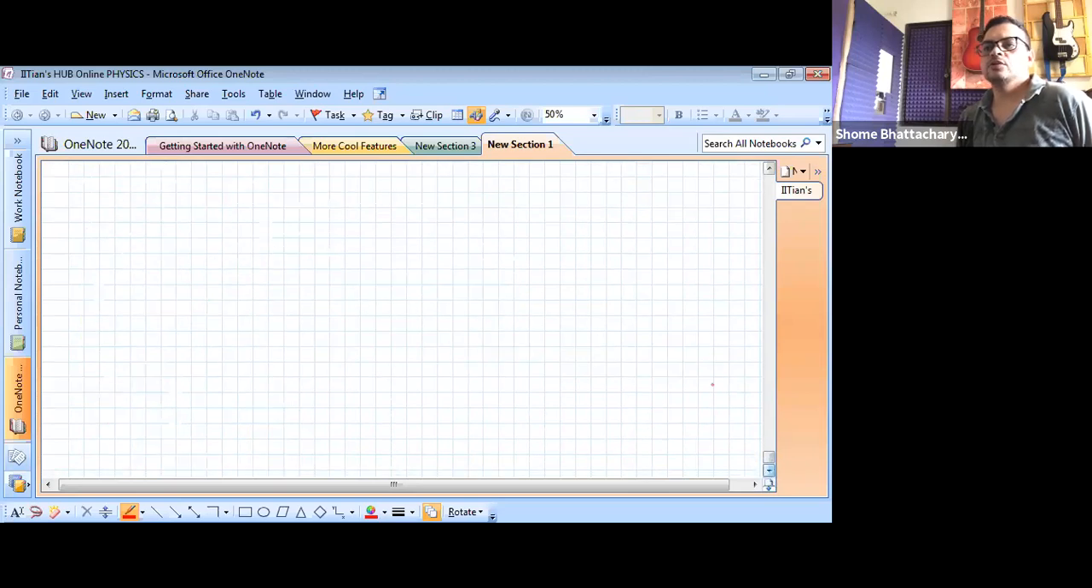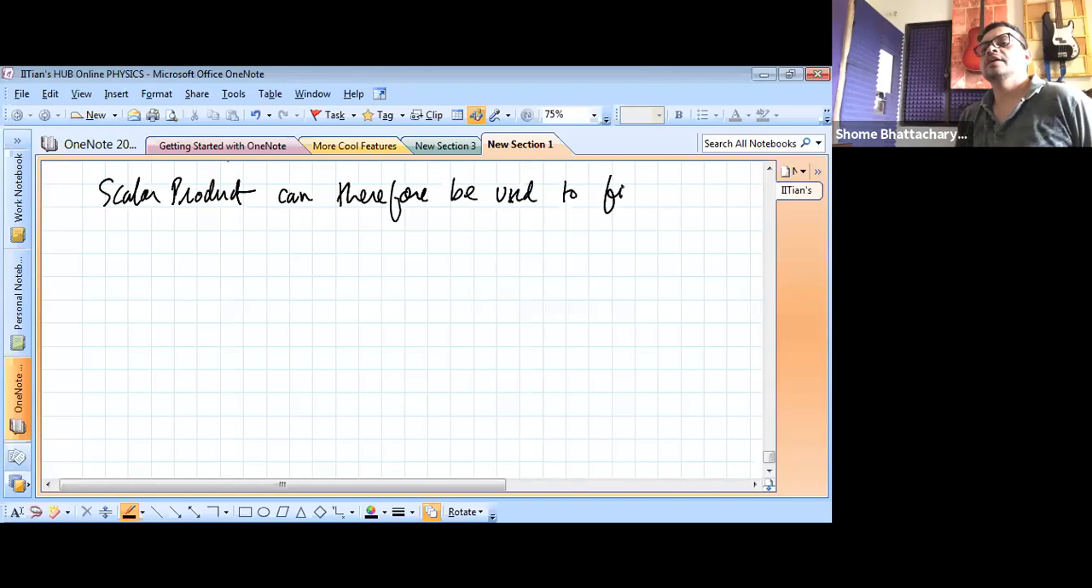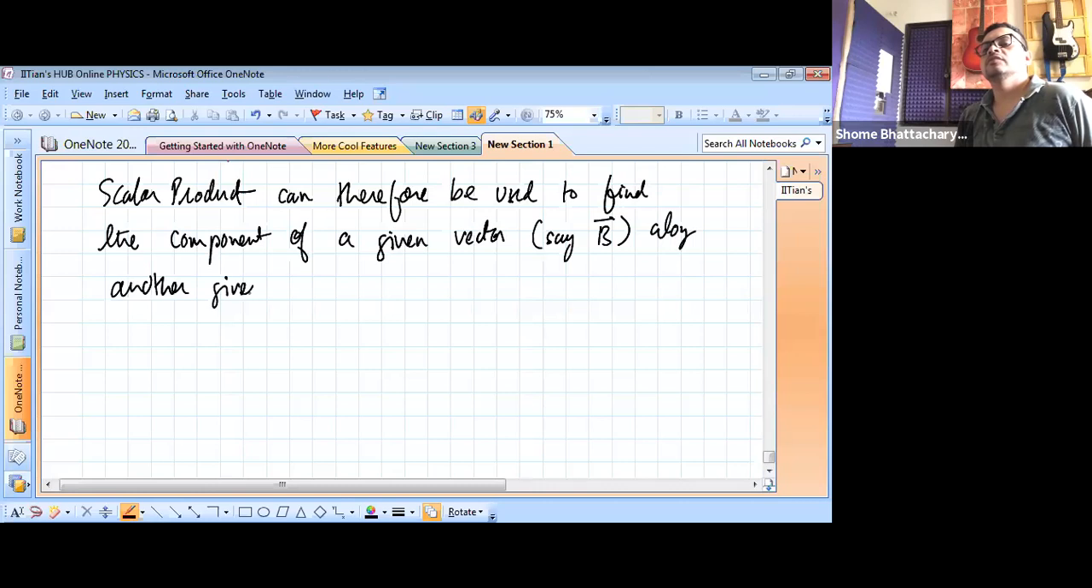Okay. So now the next thing we'll see, a very important point, is that dot product or scalar product can therefore be used to find the component of a given vector, say B, along another given vector, say A, or perpendicular to it. So this becomes an important application of dot product.